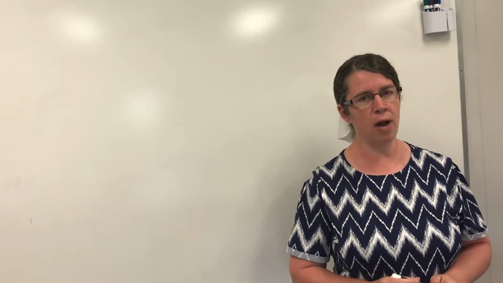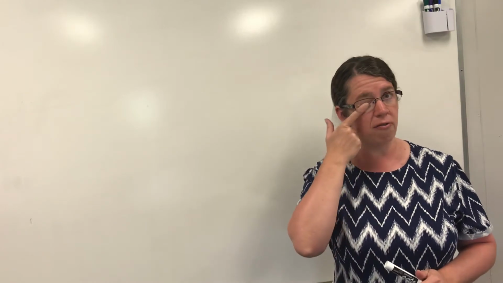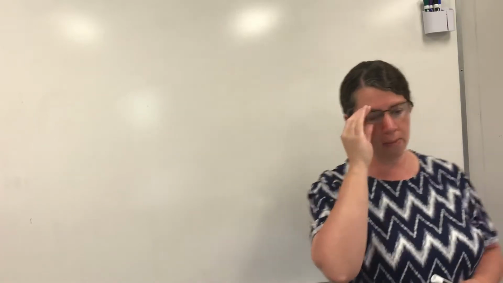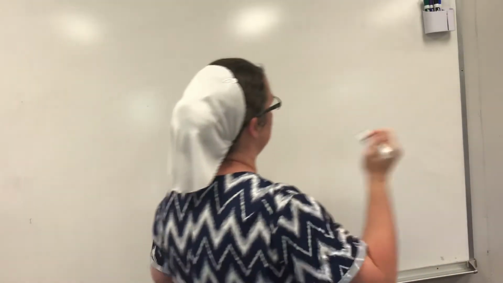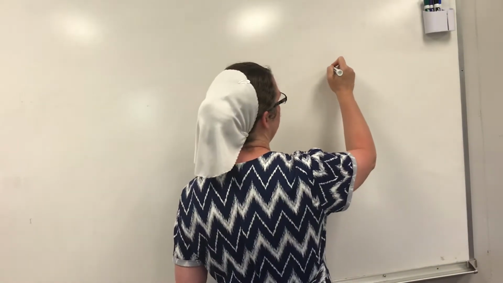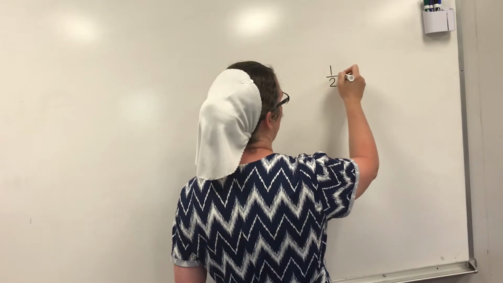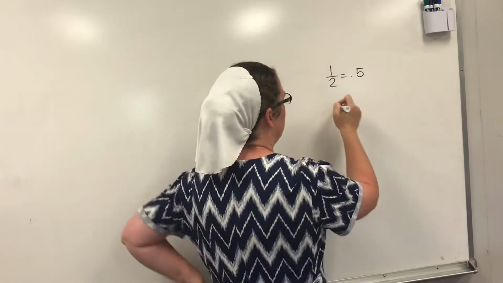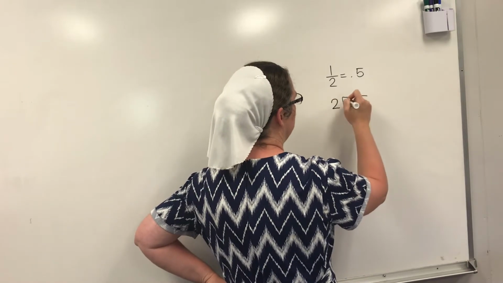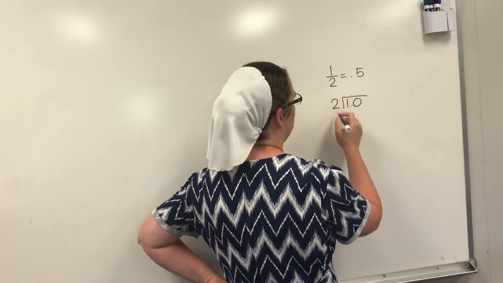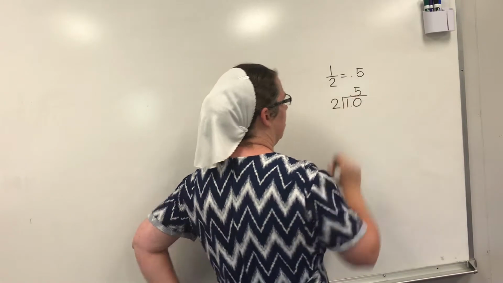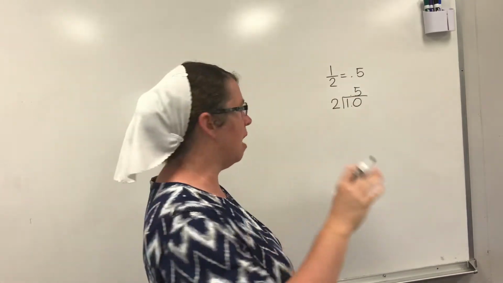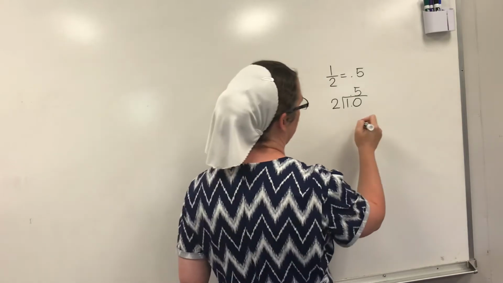Do you guys remember how we get the decimal equivalents of fractions? Do you remember that we divide the denominator into the numerator? In other words, if we have 1/2, we know that equals 0.5, but how did we get that? If you take the denominator into the numerator, 2 goes into 10, 5 times. Take the denominator and divide it into the numerator.